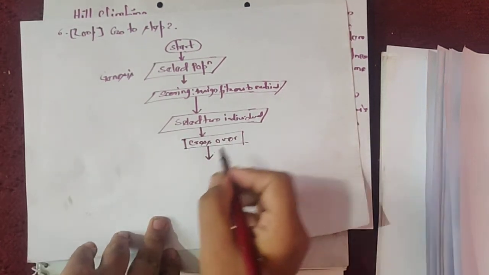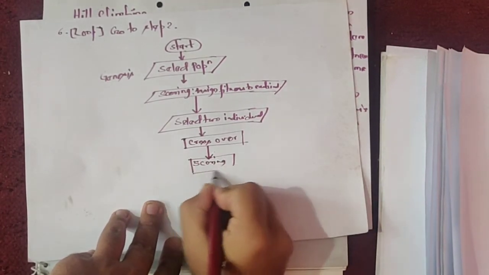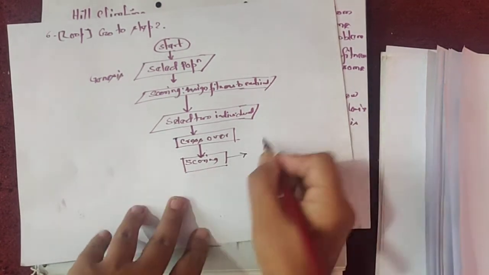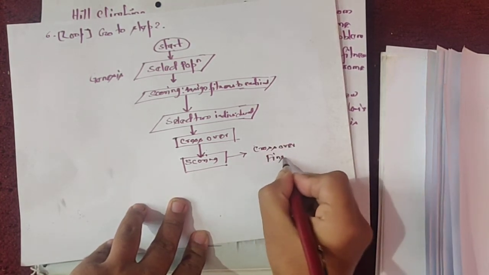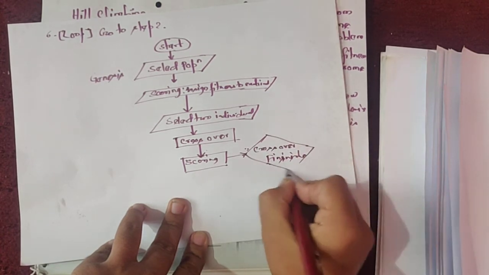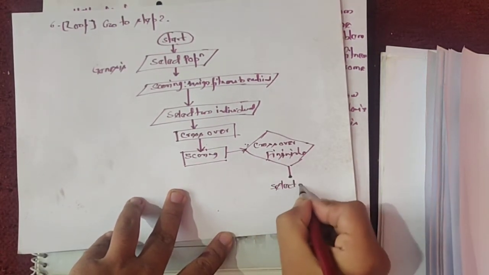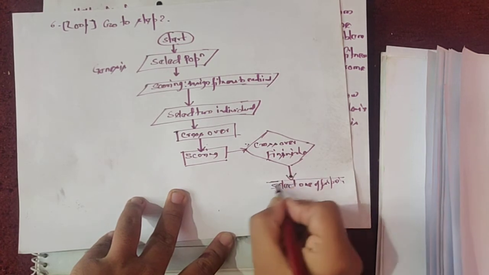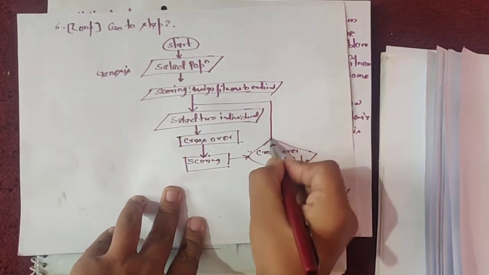And next, again we calculate the fitness. That is called scoring. So we assign fitness to the offspring, scoring. If scoring is correct, that means crossover is finished or not. If crossover is finished, then we move to the next step: select one offspring. If not, we have to go again and select two parents.